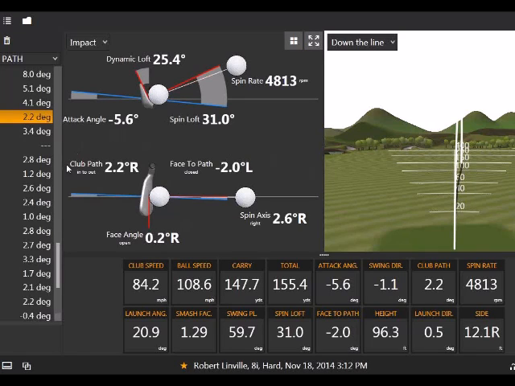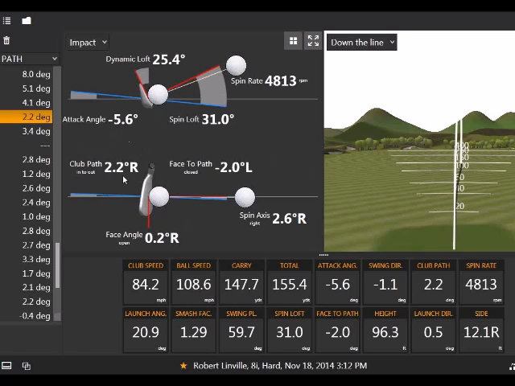So club path is the first thing I tend to look at for most golfers. Most golfers want to draw the ball. If, in this case, I had a player who wanted to fade the ball, this club path would be left, not right. But let's use this one. So club path is in to out, to the right. Again, that's measured at impact.